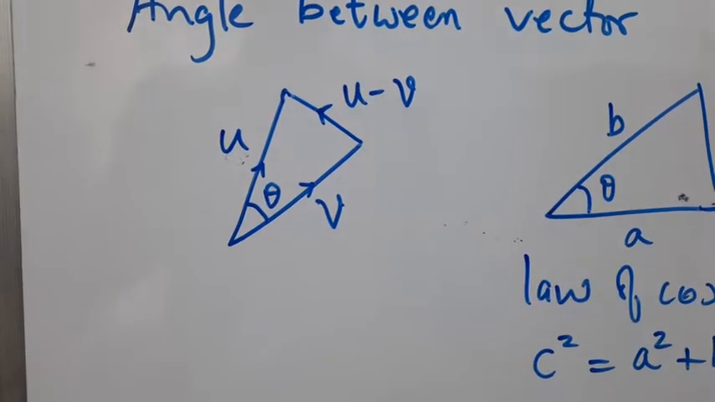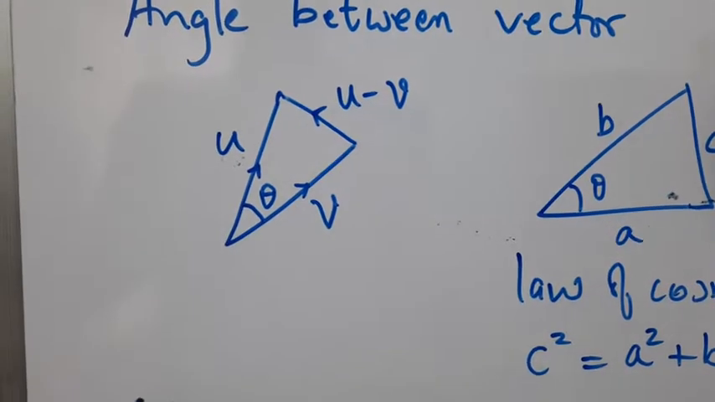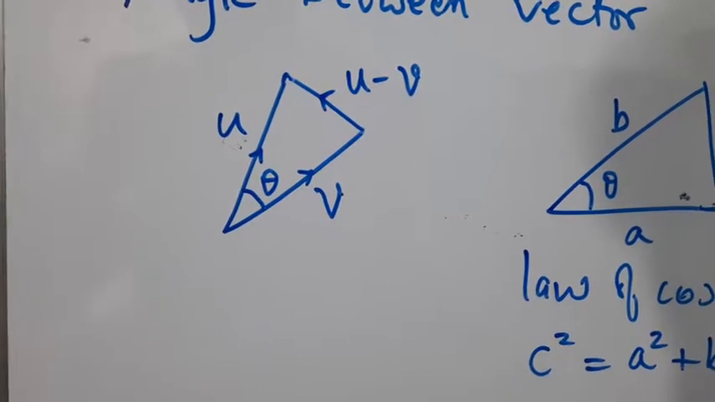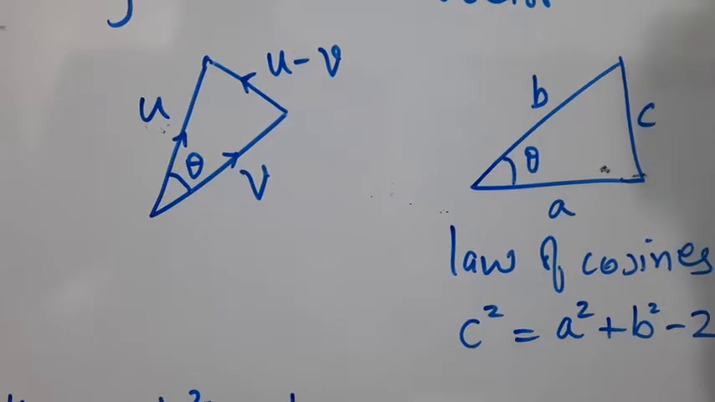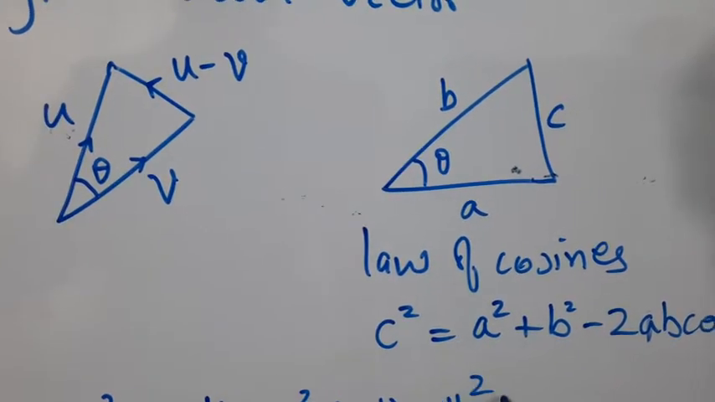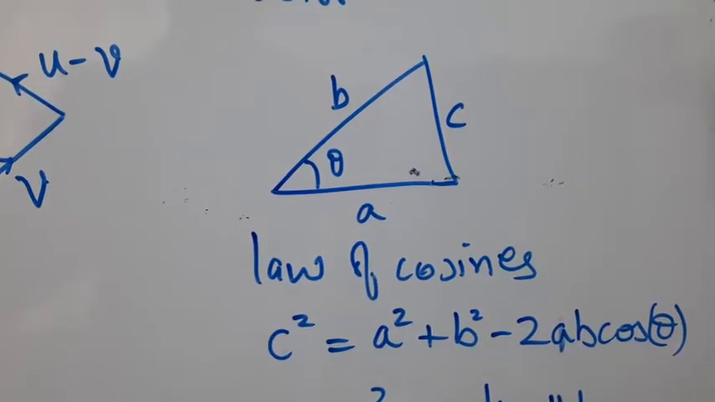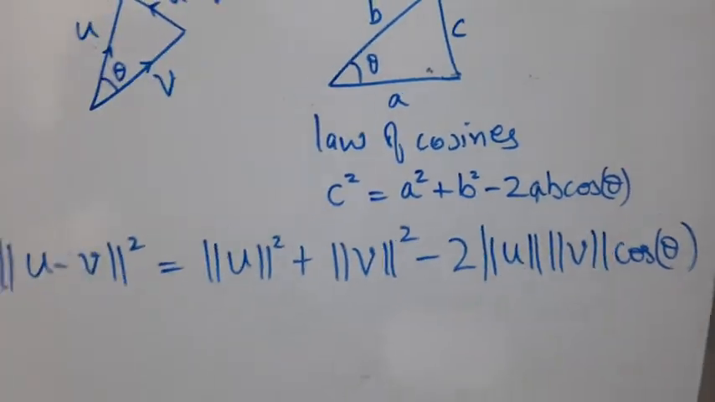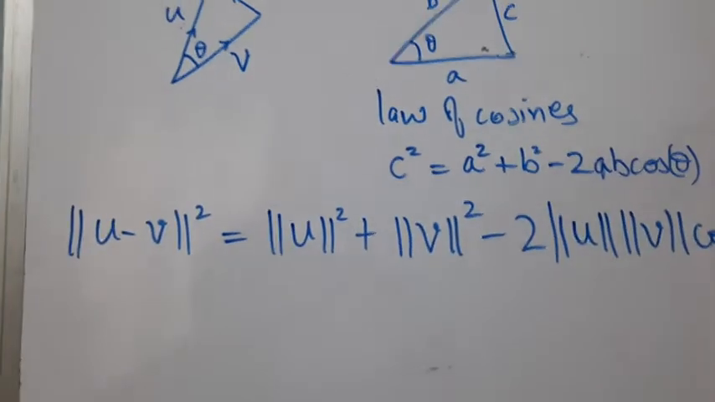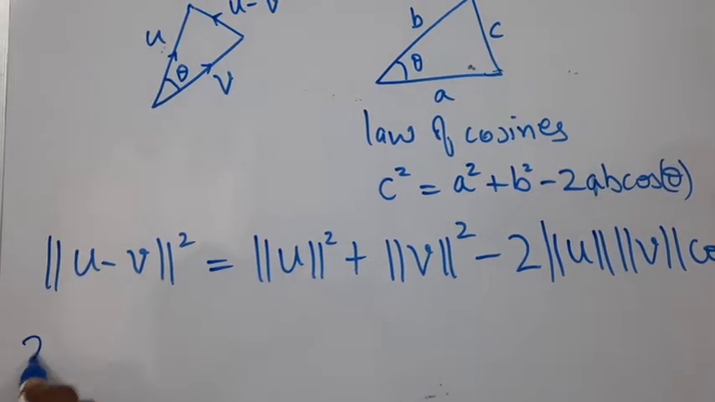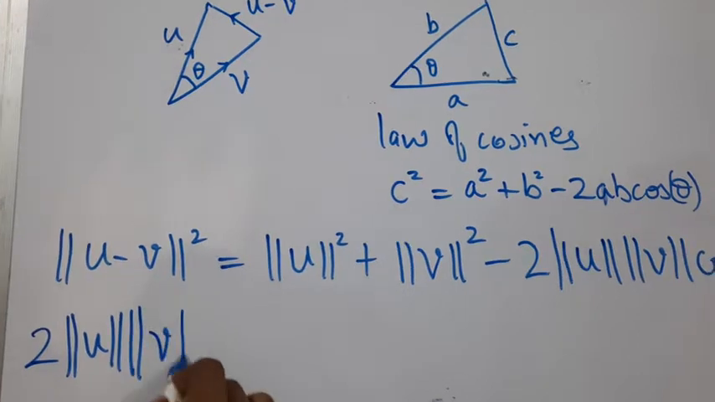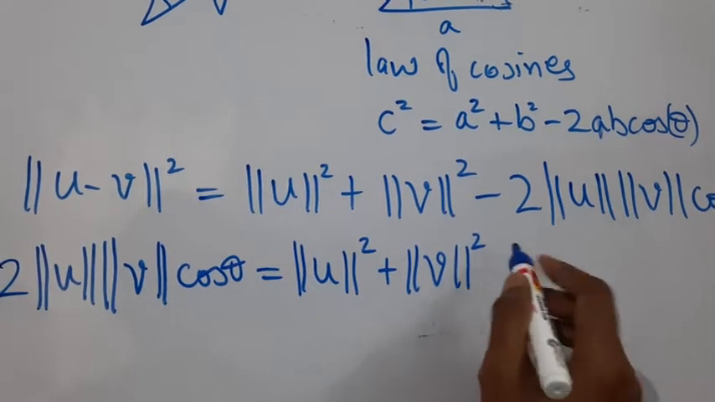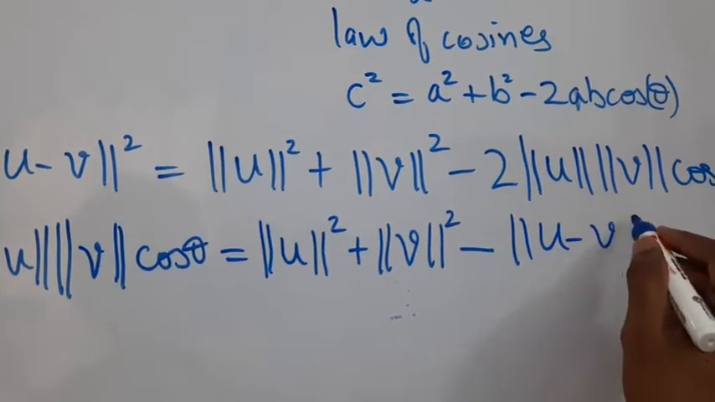Now if you apply that concept here, the norm of each of the vectors gives us the length of each of the vectors. So we have norm of u minus v squared equal to norm of u squared plus norm of v squared minus 2 times norm of u norm of v into cos theta. So we simplify this and write 2 times norm u norm v cos theta equal to norm u squared plus norm v squared minus norm of u minus v squared.